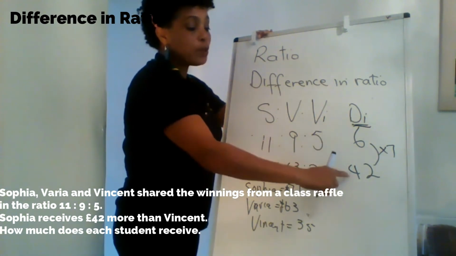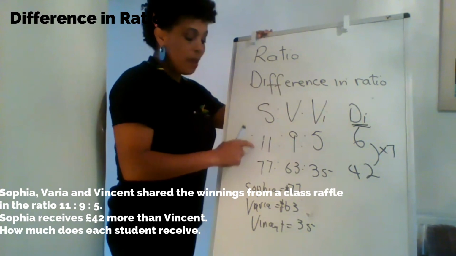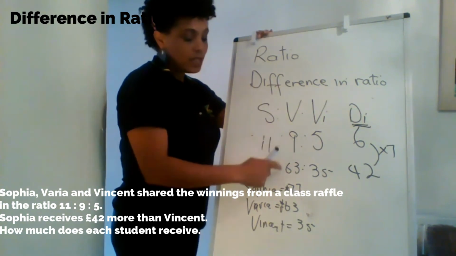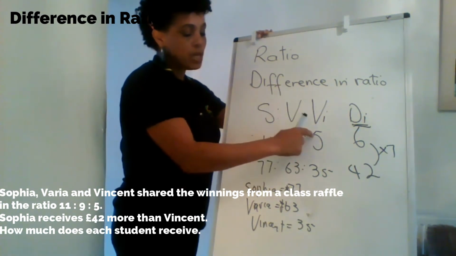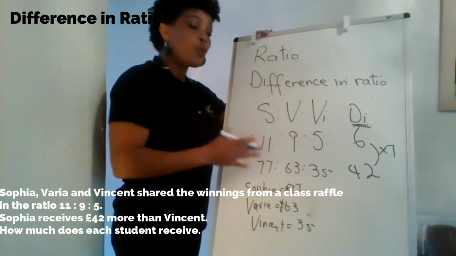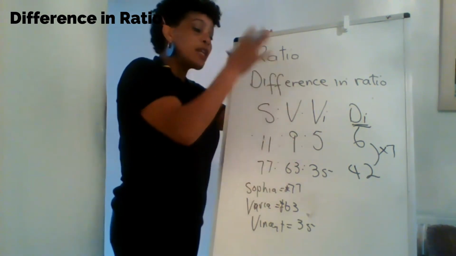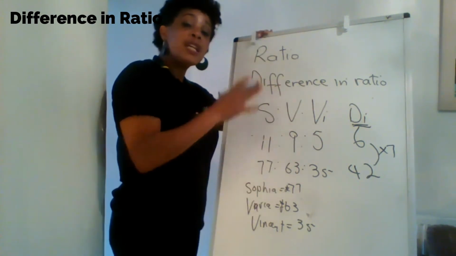So 6 parts is 42 pounds. That means 1 part is 7 pounds. Times that by 7, I get 77. Times that by 7, I get 63. Times that by 7, we get 35. So this is what we do when we're asked for difference in ratio. The best way to do it is to set out the information in a table form.